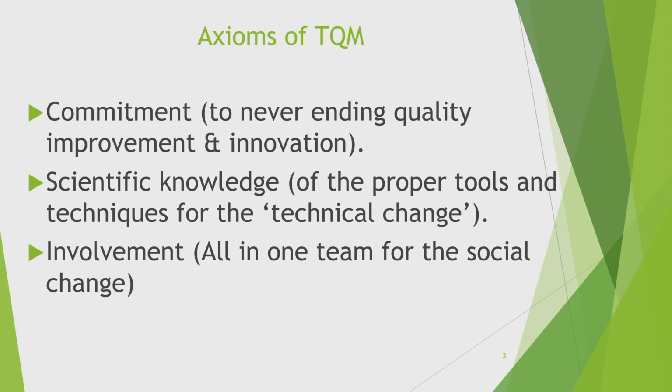Now, generally we say there are 3 axioms of TQM. Sometimes some people show them in the form of a triangle, with each axiom at a vertex, and that triangle is often called Joiner's triangle, but I am not drawing that triangle. I am just telling you that there are 3 axioms. One is commitment, that means to never-ending quality improvement and innovation.